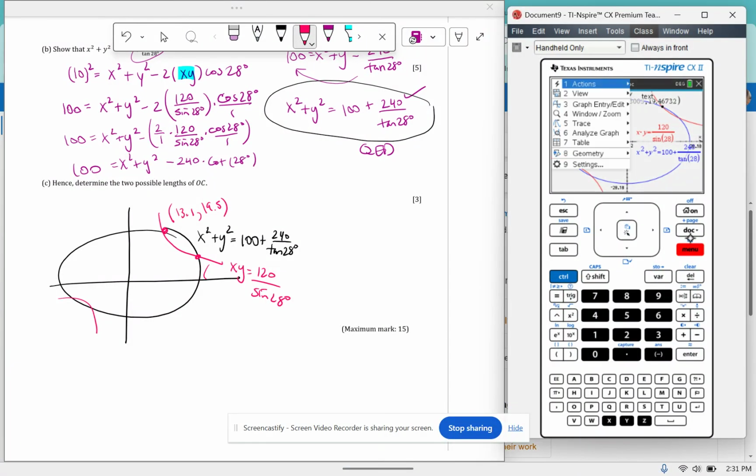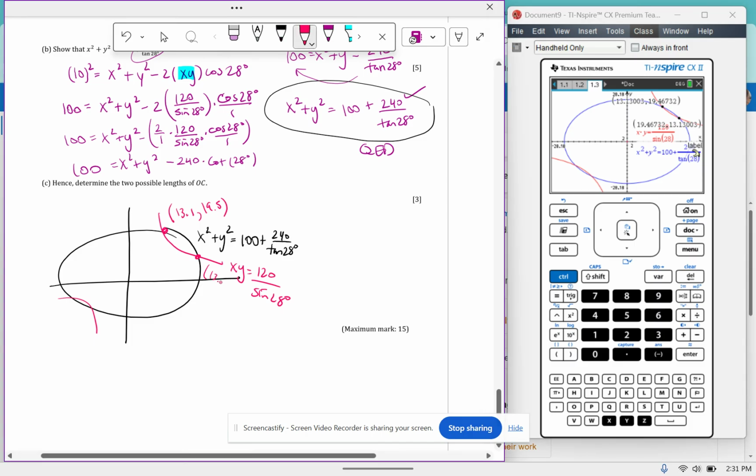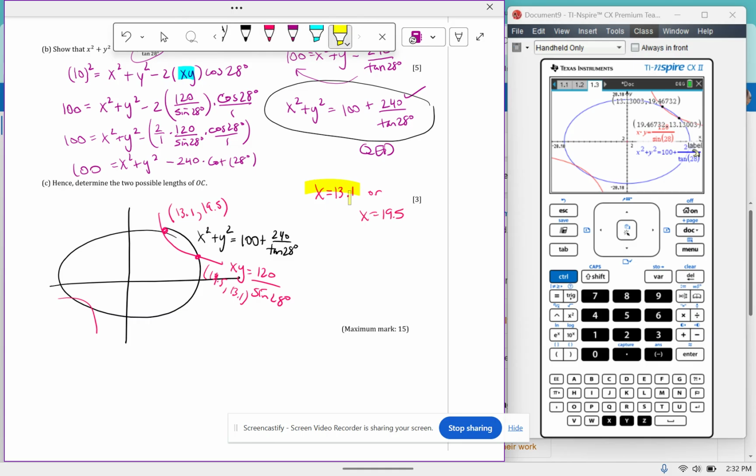I'll show you what I mean, but here you go. It's the same, right? Except now they're reversed, and I've got 19.5, 13.1. All right, so I have x equals 13.1. Determine the two possible lengths of OC. So x could be 13.1 or x could be 19.5. Okay.